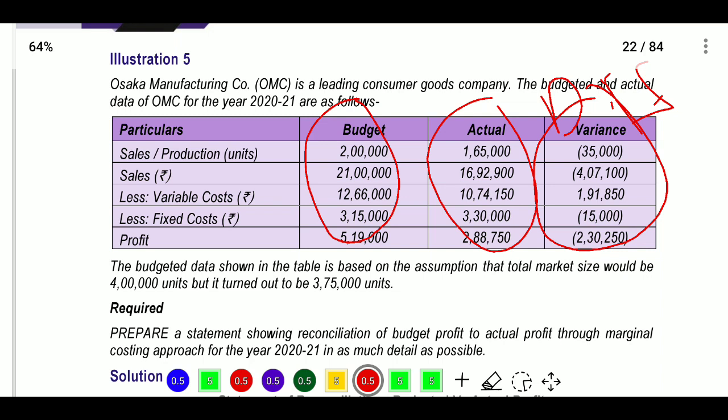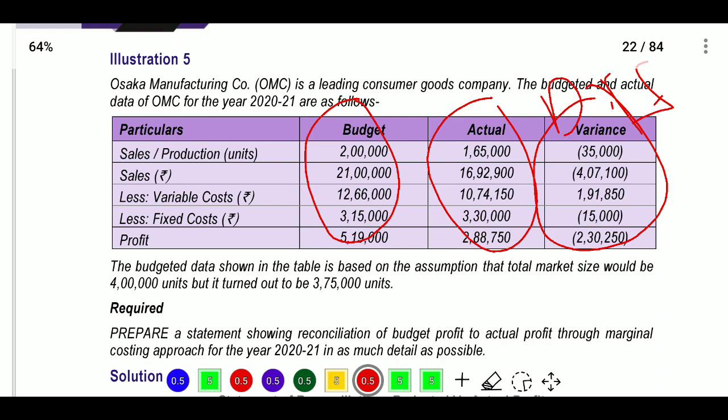Next, variable cost was budgeted at 12,66,000 and actually it was 10,74,150. Next, fixed cost was budgeted at 3,15,000 and actually it was 3,30,000, and profit was budgeted at 5,19,000. So we have the differences, the variances.